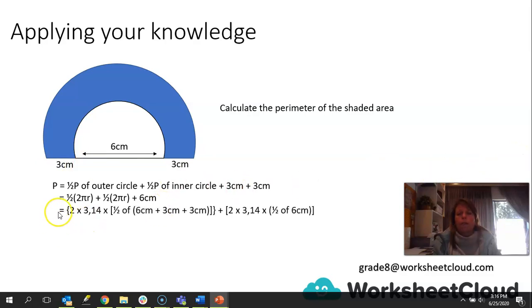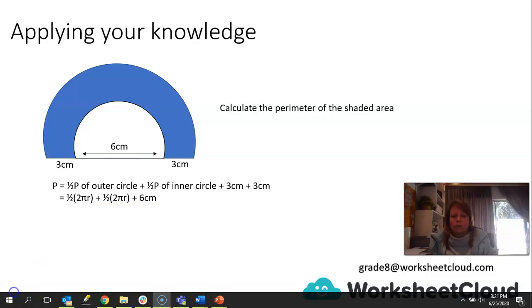Okay, so we're first of all going to go 2 times 3,14 times half of 6. Let me just double check this quickly. Sorry about that, guys, the whole lot. Okay, so we've got half the perimeter of the outer circle, because it's a semicircle, plus half the perimeter of the inner circle, because that's also a semicircle, plus the 3 and plus the 3 on the other side, here and here. Okay, so if we add the 3 together, we're going to get 6, and it's half 2 pi r plus half 2 pi r. So the one is the outer side and the other one is the inner side.